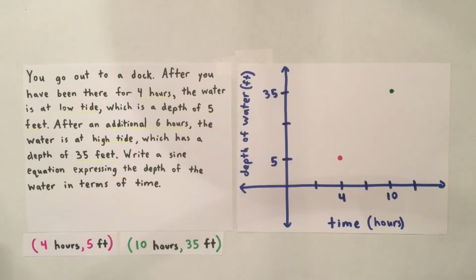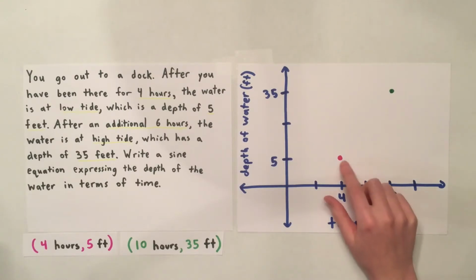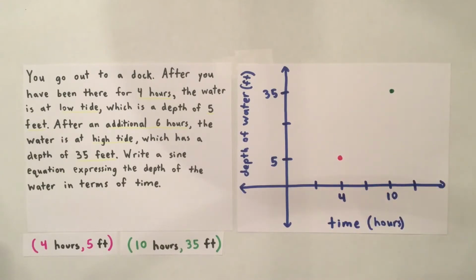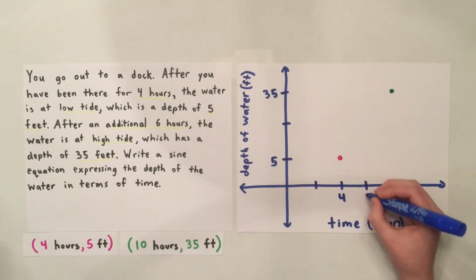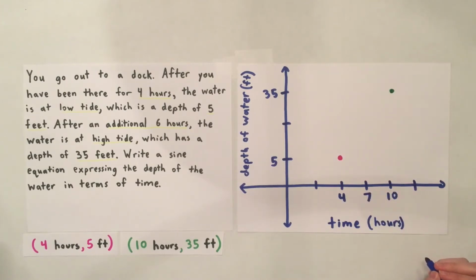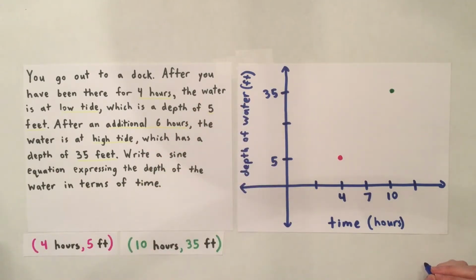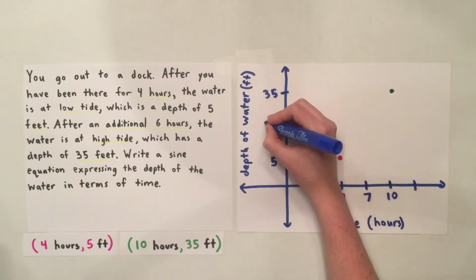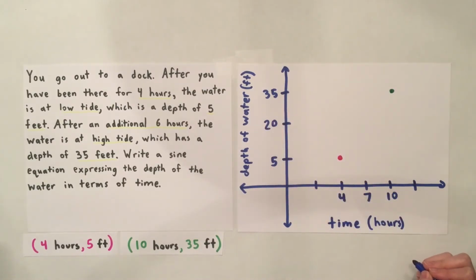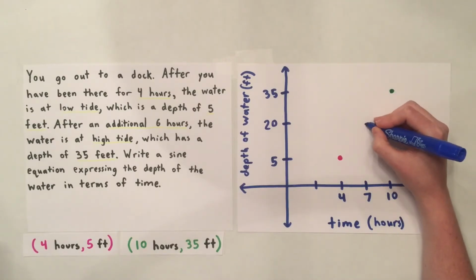Now that I have a minimum and a maximum, I can figure out where more points are on the sine graph. So now, I'm going to find the point in between the minimum and the maximum. This point will have an x value directly in the middle of 4 and 10. The average of 4 and 10 is 7, so that will be the x value of this point. The y value of this point will be in the middle of 5 and 35. So it is at the average of those two numbers, which is 20. So another point on our graph is 7, 20.